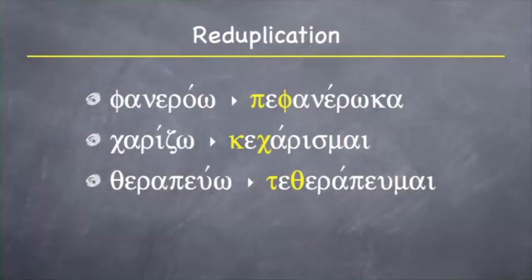Here, take a look at the chart. You have phaneroo. They didn't want to say phephaneroka. So they take the phi to its corresponding unaspirated stop, the pi, and you get pephaneroka. Chi deaspirates to kappa, so charizo goes to kecharismai. And therapeuo would go to thetherapeumai, which then gets deaspirated to tetherapeumai. So that's just one of the little oddities when it comes to reduplicating a root that begins with an aspirated stop. Okay, but that's it for consonantal reduplication.